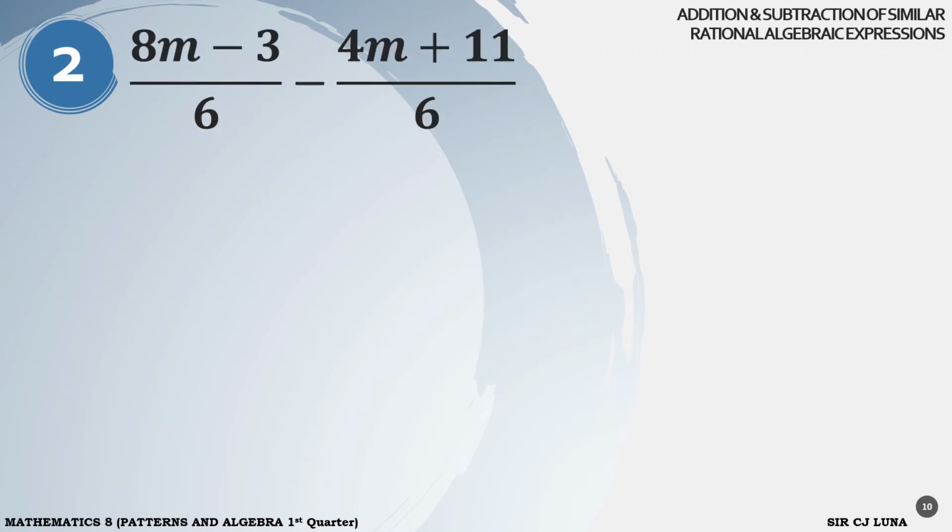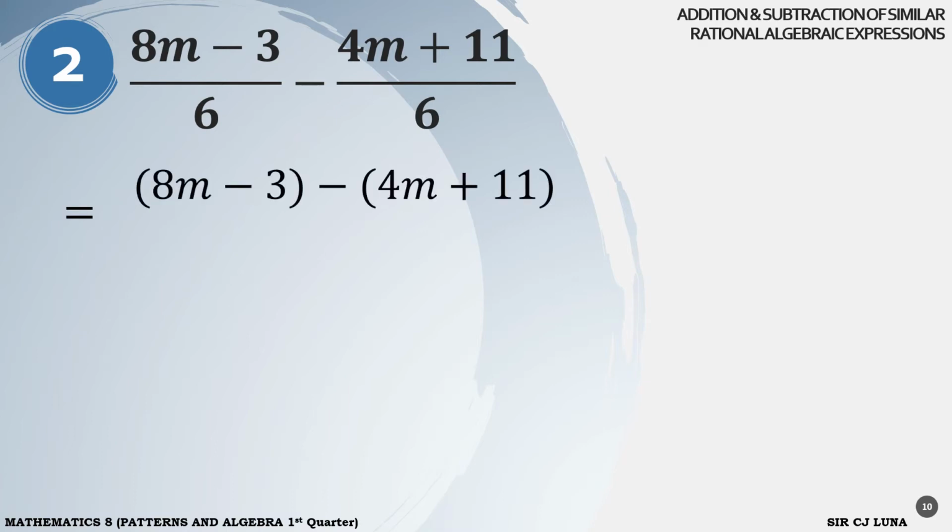Let us now have the second example. 8m minus 3 over 6 minus 4m plus 11 all over 6. So this is subtraction of similar rational expressions. First, copy the numerators. We have 8m minus 3 minus the quantity 4m plus 11. When your subtrahend is a binomial, trinomial, or polynomial, you have to put it in parentheses. And then just copy the common denominator, which is 6.